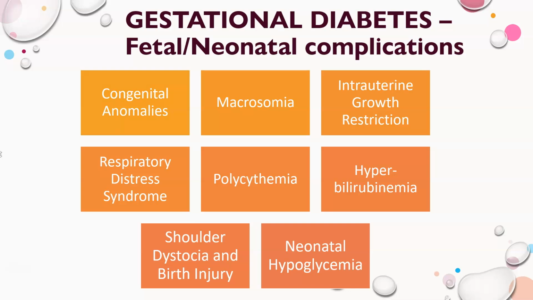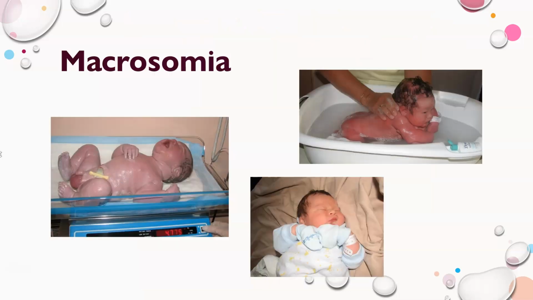Polycythemia, because of the excessive red blood cells. Hyperbilirubinemia, which is that immature liver that's unable to metabolize increased bilirubin because of the polycythemia. These babies are bigger, so they may have shoulder dystocia and other birth injury. And I already talked about the fact that these babies may have neonatal hypoglycemia at birth.